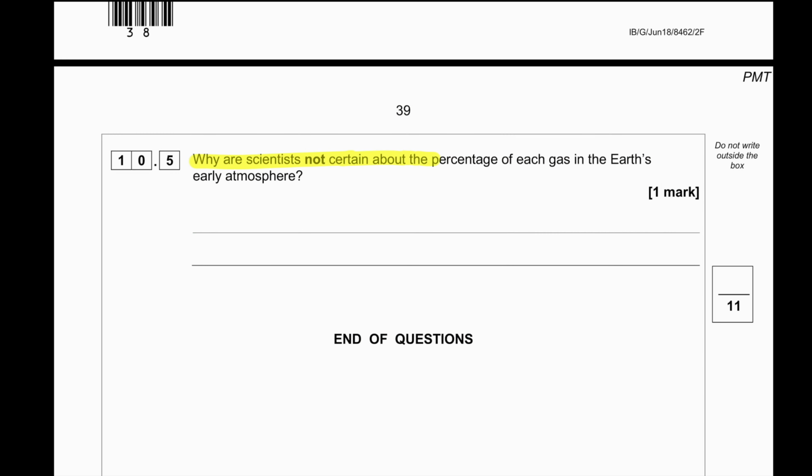Why are scientists not certain about the percentage of each gas in the Earth's early atmosphere? There is very limited evidence, and it occurred 4.6 billion years ago.